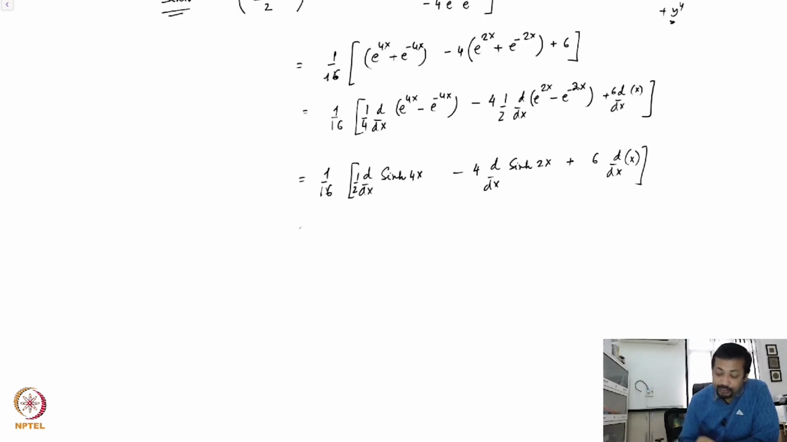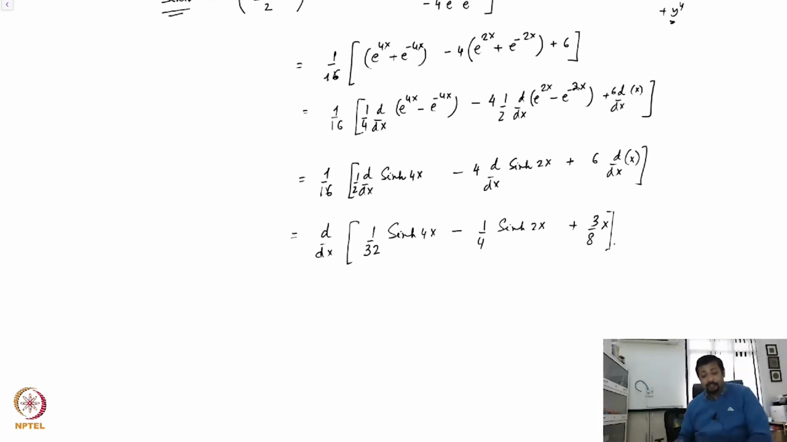Nothing much you can do over here. So this becomes 1 over 32. Let's take the derivative operator out, and 1 by 16 inside. So I have 1 by 32 sine hyperbolic of 4x minus 1/4 sine hyperbolic of 2x plus 6 over 16. If I cancel out by 2, then I'll have 3 over 8 times x. Quite an elegant result.